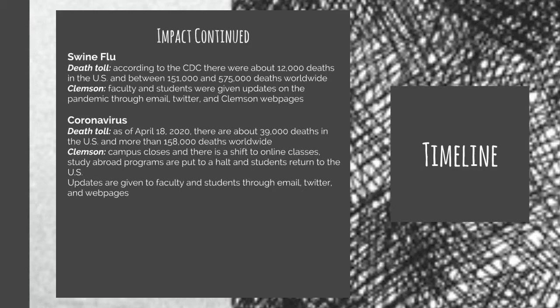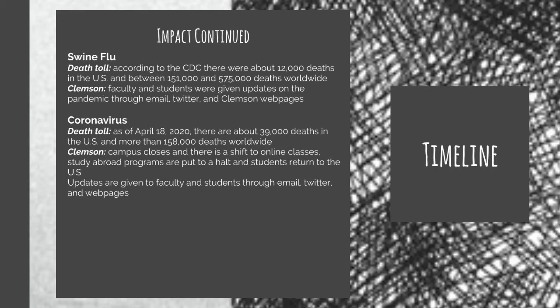Clemson was much more prepared for an outbreak than it had been with previous pandemic events due to lessons learned from the past. Because Clemson was more prepared and technology was more readily available, Clemson was able to give frequent updates via websites, Twitter, and email on the situation. Communication between the school, faculty, and students changed dramatically.